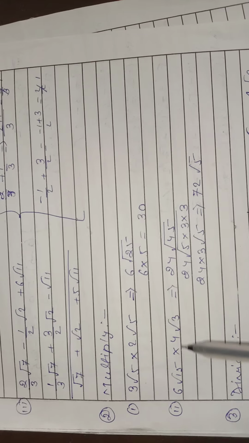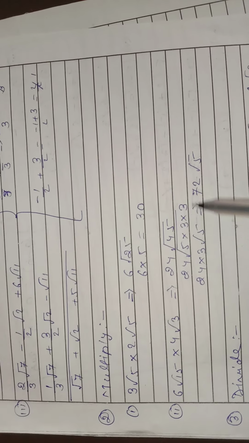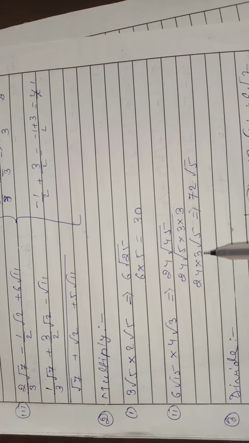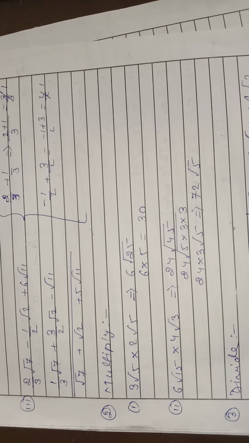Here also 6 4s are 24. 15 3s are 45. We can factorize it. Whatever number comes out common, we have to take it out, and the rest is your answer. The rest of the numbers you can solve by yourself.